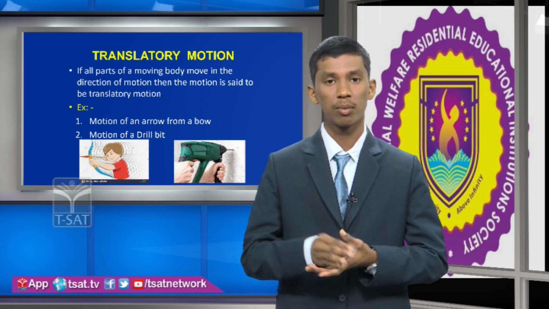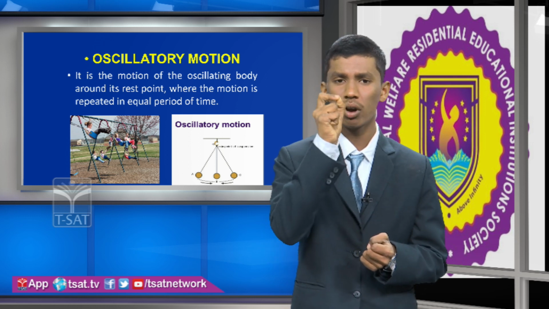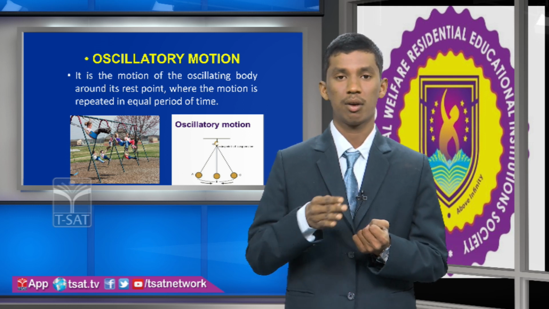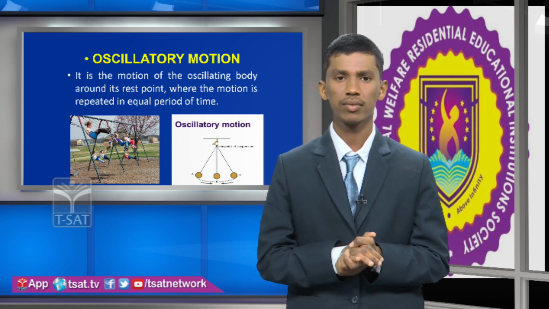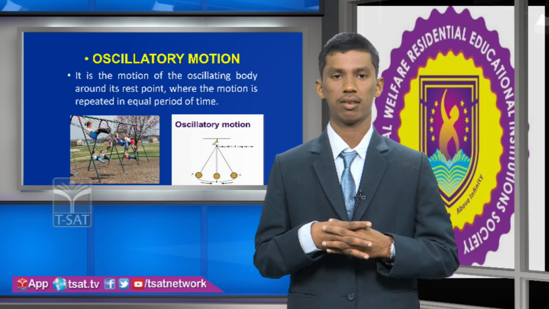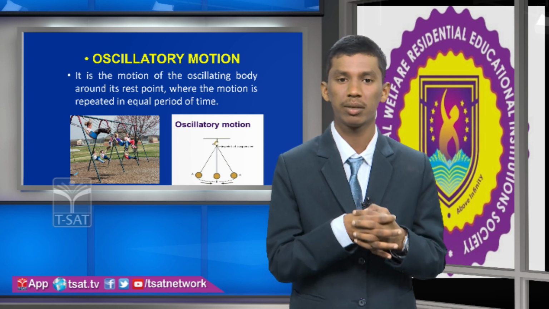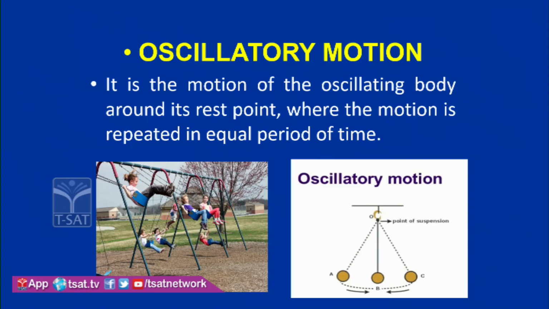Then we discuss oscillatory motion. Friends, in oscillatory motion we observe only to and fro motion, whether sidewards, backward, up and down, whatever. Oscillatory motion means all particles follow the same path about a fixed axis. See friends, here persons are on a swing and they move forward and backward, so they are in oscillatory motion. A pendulum is also an example of oscillatory motion.